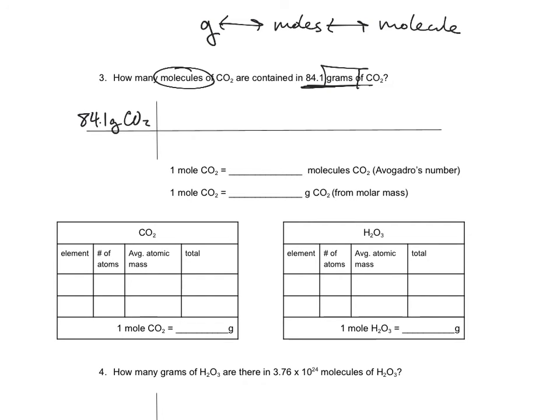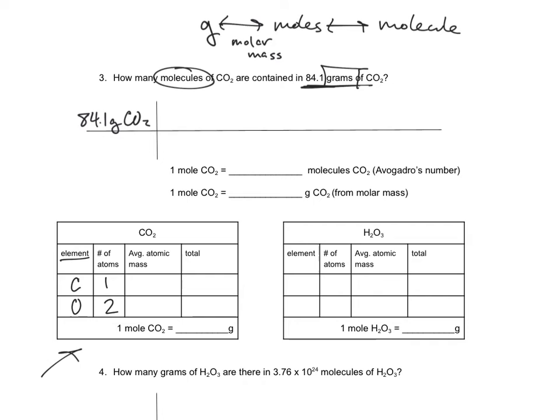Now, when you start with grams and you go to moles, you have to use the molar mass. But we don't know the molar mass yet, so we're going to have to figure that out. To find the molar mass, you go down to your chart here. You got to fill it out. You start with the elements. In CO2, our elements are carbon and oxygen. There's 1 C and 2 O's. If you don't know how to find that, refer to an earlier video.